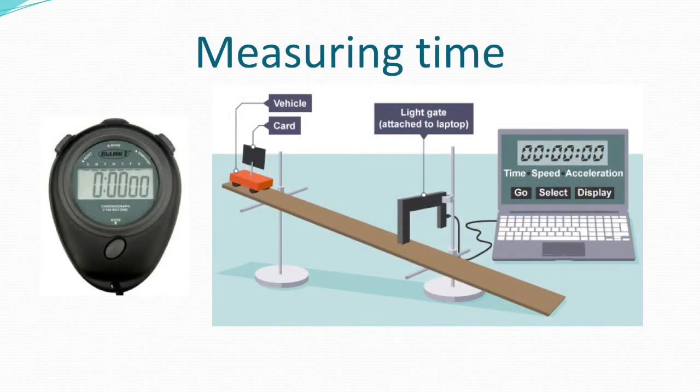Measuring time tends to be a lot simpler. Normally we'll use a stopwatch, as you can see here on the left hand side, but you may also get a chance to use something called light gates. It's important that you remember that light gates are a method of measuring time and not distance.